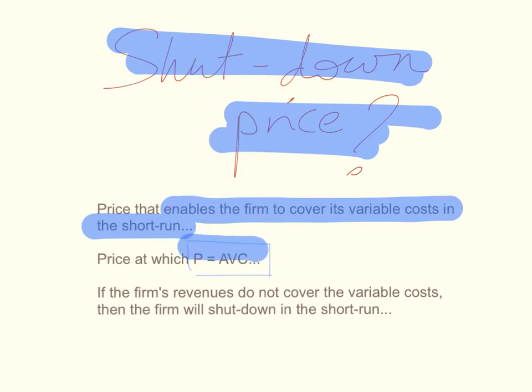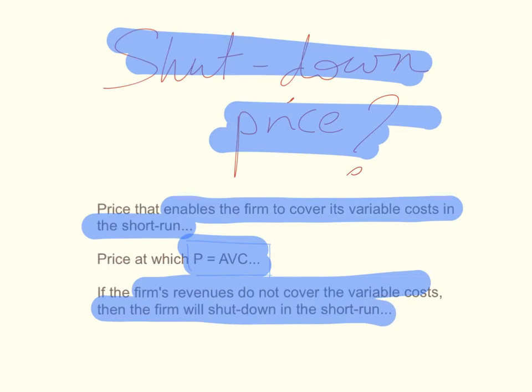If the firm charges a price that covers its average variable cost in the short run, this is what we call the shutdown price. If the firm's revenue does not cover the variable costs, then the firm will shut down in the short run. Remember, shutting down in the short run doesn't mean shutting down permanently. Maybe it's a business that only gets a lot of demand during certain seasons, like an ice cream business on a beach resort might only get most of its customers during the summer.